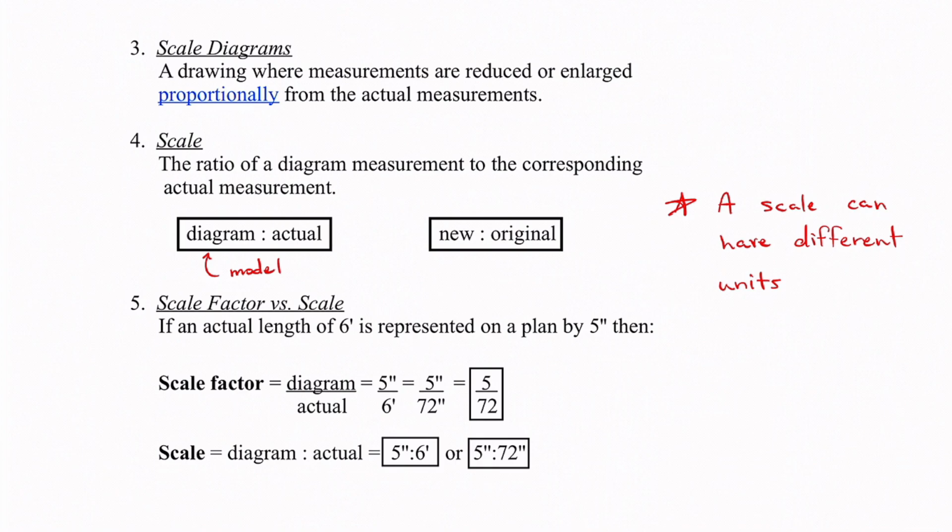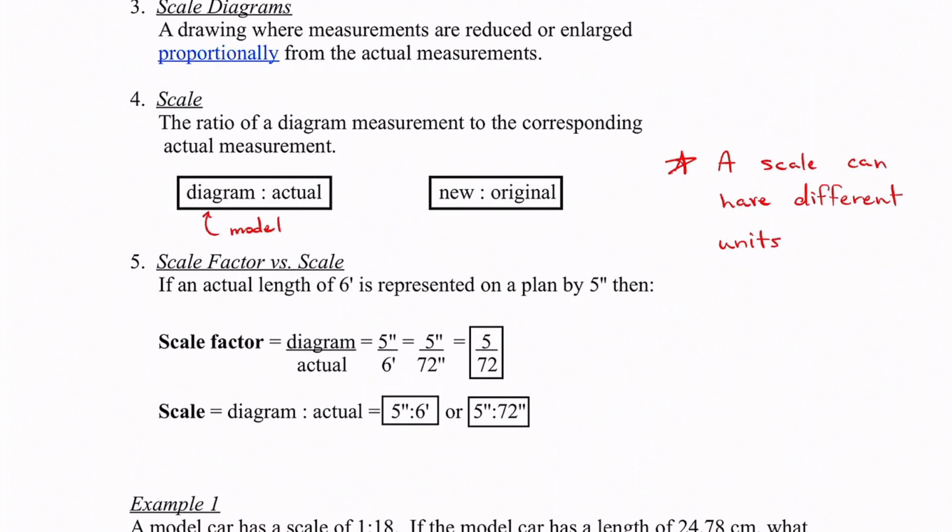So in this 1.5, we're going to make a point of it. It says scale factor versus scale. So if an actual length of 6, and that means feet, so if 6 feet is represented on a plan by 5, and that means inches, then we could have two things. We could either get a scale factor or we could get a scale. So our scale factor is the diagram divided by the actual, and for scale factor you have to have the units canceling, so they need to be the same.